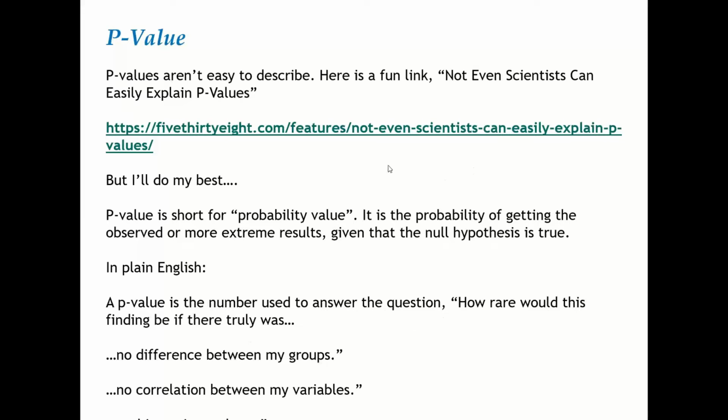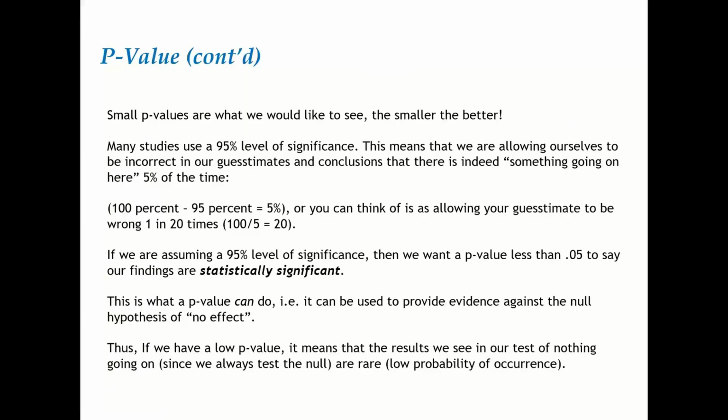Okay, so it's a pretty interesting little video to watch or to read. I think there's a video with it too. So I was talking a little bit about small p-values being what we'd like to see. The smaller, the better, right? Many studies use what we call a 95% level of significance, or significance criterion. You'll see it sometimes as an alpha, and it's usually 0.05. This means that we're allowing ourselves to be incorrect in our conclusions, that there is indeed something going on here, 5% of the time.